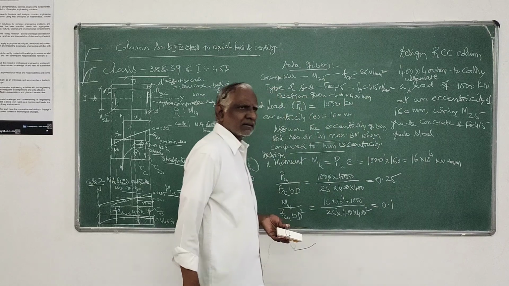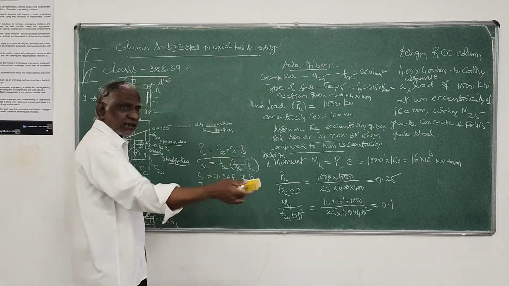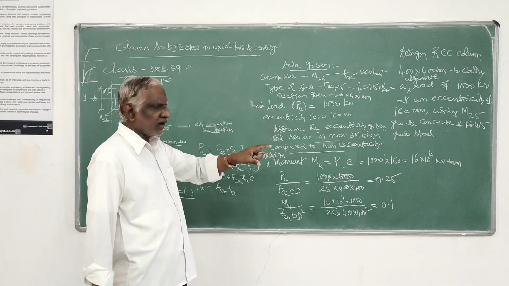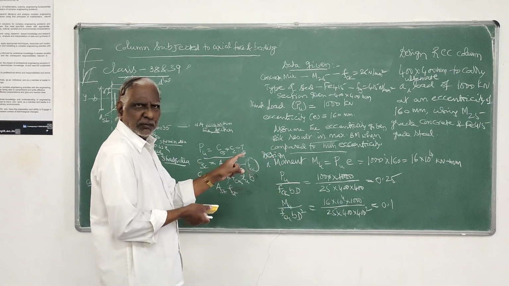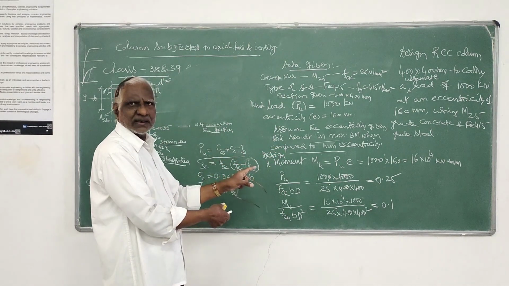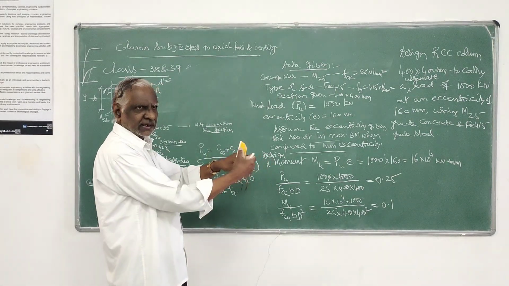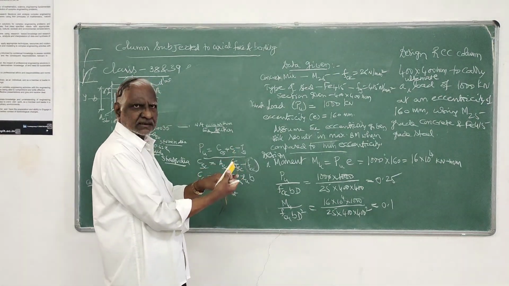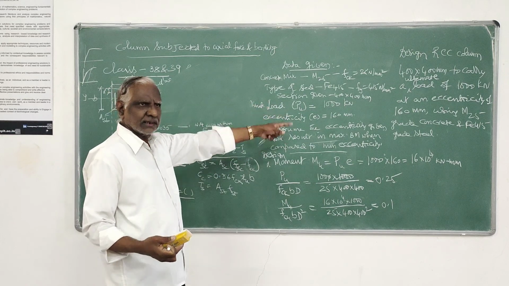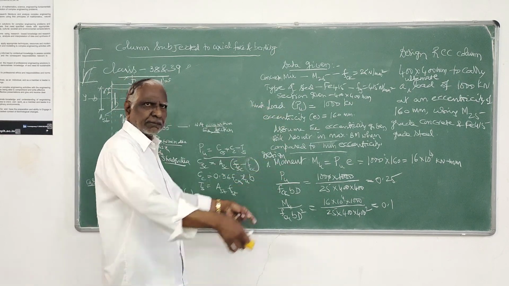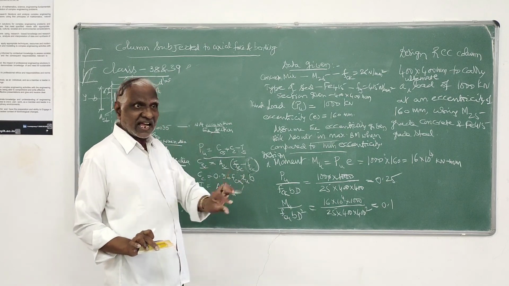Next, you find out d dash by d, because I showed you that interaction diagram. It is in terms of type of steel, d dash by d, Mu by fck b d square, and Pu by fck b d. You can find out straight away a point in between, the intersection of the horizontal and vertical lines. You can find out what is the percentage of steel. That percentage of steel you can arrange either parallel to two edges, and that completes your design. It's as simple as that.